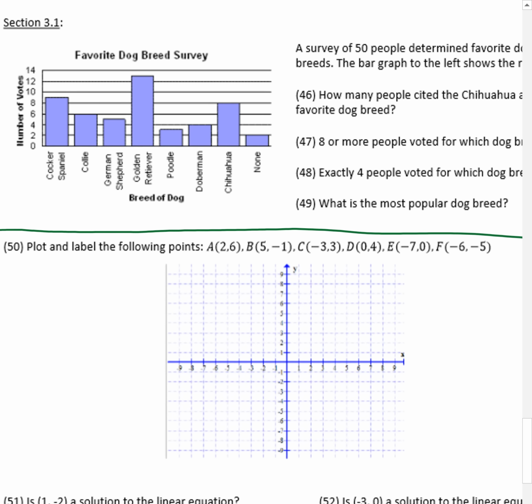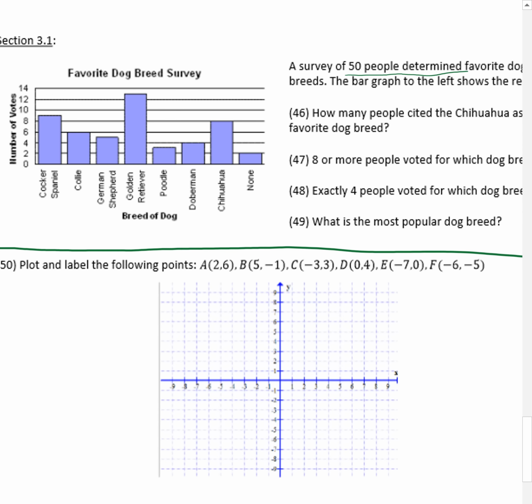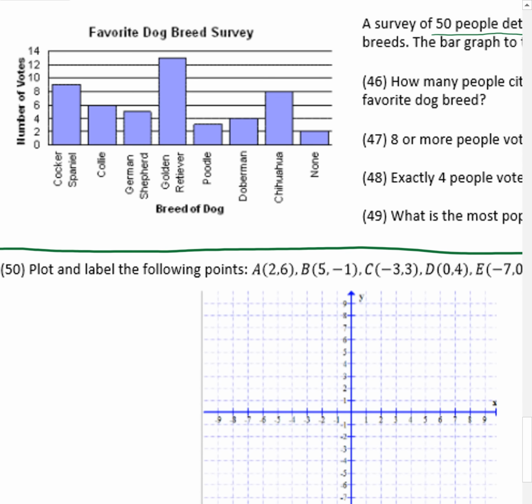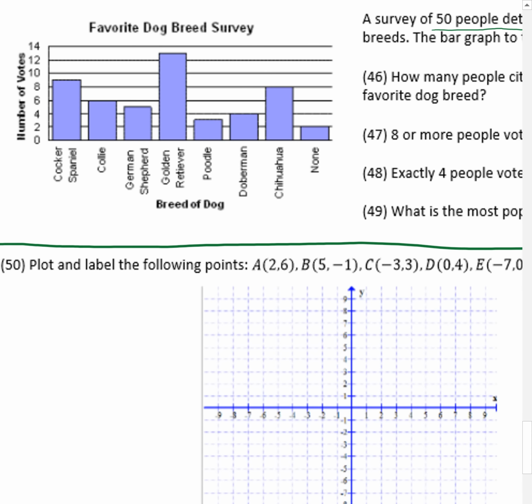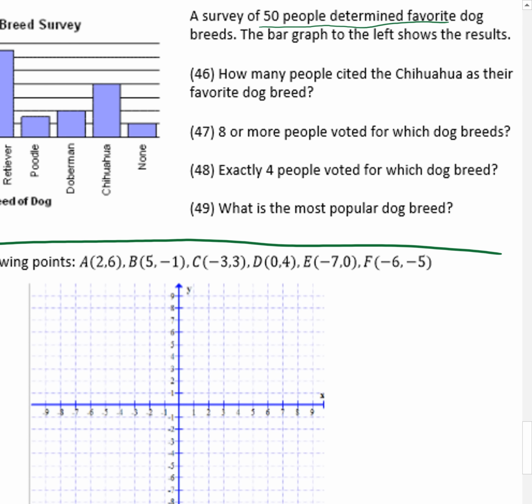So this bar graph says it surveyed 50 people and determined their favorite dog breeds. You can tell the highest bar would be the most popular breed, and the lowest bar would be the least popular. And on the left, it tells you exactly how many people voted for that dog. So if you narrowed in on one dog, say the collie, how tall is that bar? Well, it lines up right here with 6. So there must have been 6 people voting for collie. That's how I would read this bar graph.